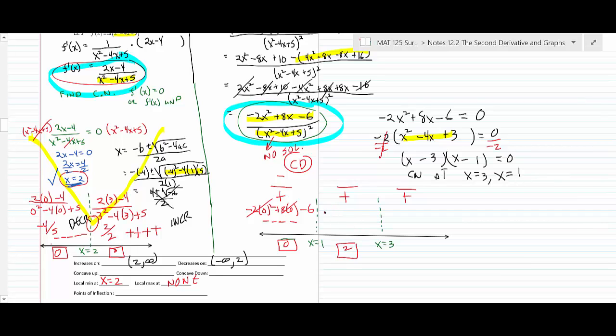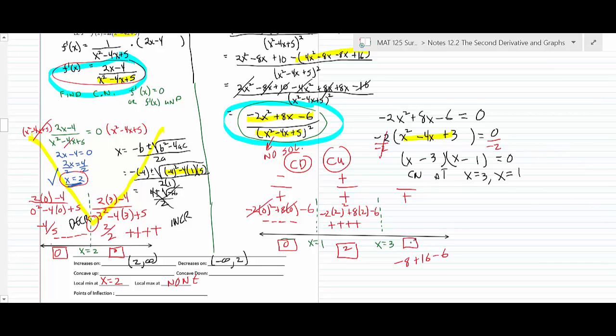So we'd have -2 times 2 squared plus 8 times 2 minus 6. And you can just try to process this in your head if you want to. It looks like I have 4 times -2 is -8, plus 16, minus 6. So that looks like a positive. Okay, so it's a positive over a positive, so it's a positive. What's the concavity? Concave up, you're happy, okay? All right, now we've got one more to do.